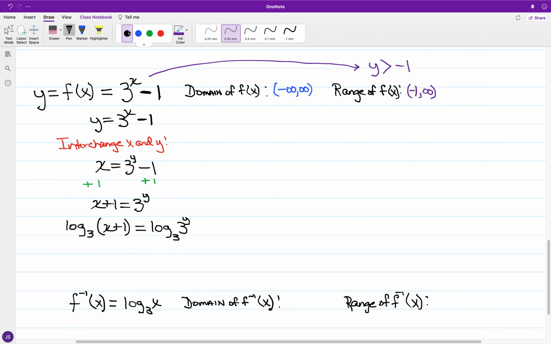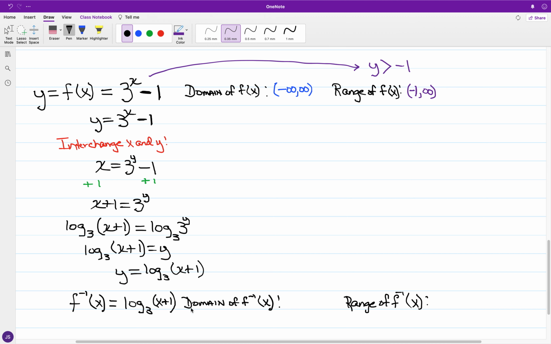So just looking at what we have now, we have the base 3 logarithm of the quantity of x plus 1 is equal to y. And again, just reversing the order, we have that y is equal to the base 3 logarithm of the quantity of x plus 1. So for the inverse of f of x, this is going to be the base 3 logarithm of the quantity of x plus 1.